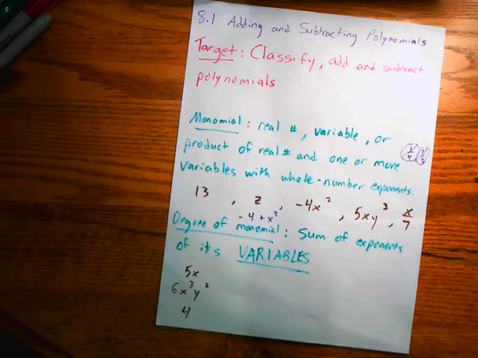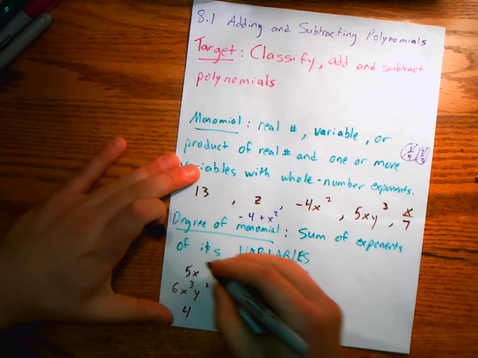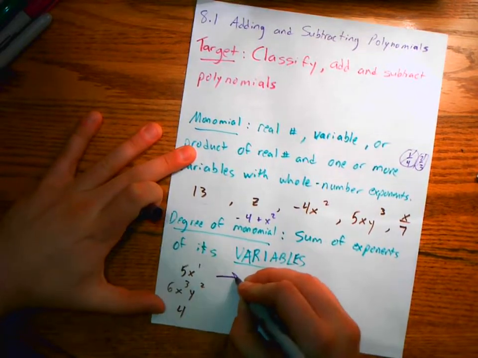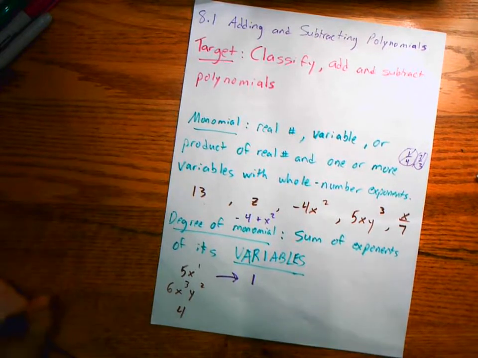Then the degree of a monomial is the sum of the exponents of its variables. Now I made sure variables is in bold and underline, because if you look at the exponents of a number, that does not count as a degree of a monomial. So the first example, 5x, has an exponent of 1 over the x, so that means the degree of this monomial is 1. Your only exponent is 1, add them all up, 1 by itself is just 1.